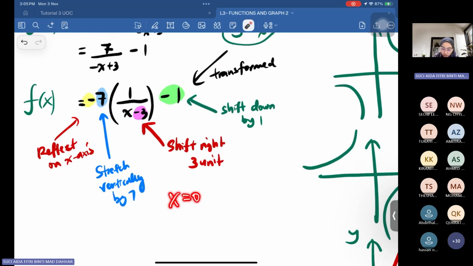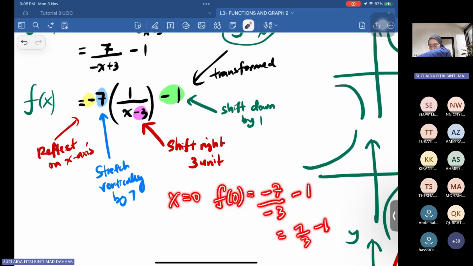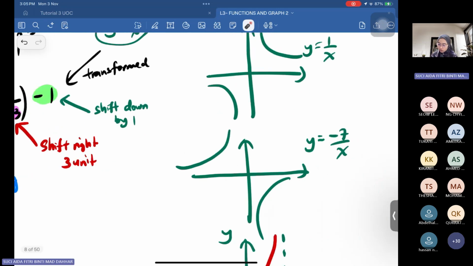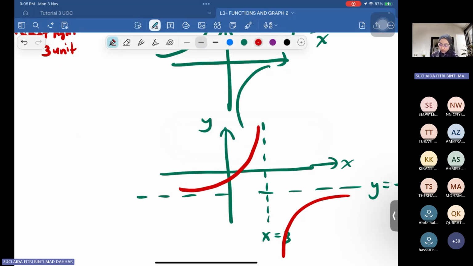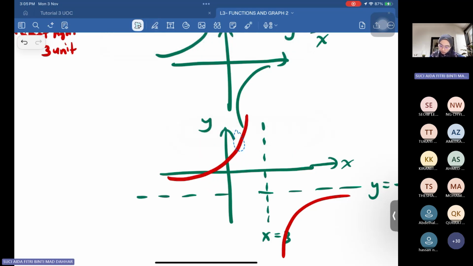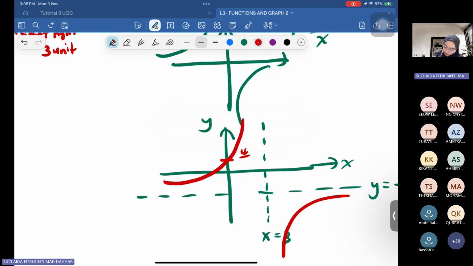When x equals 0, my f(0) will be -7 over -3 minus 1. That's 7 over 3 minus 1, which is about 4 over 3. So it should cut here, slightly like this. So it will cut my y-axis at a positive value, 4 over 3, right? So it's up here. This cuts at 4 over 3.